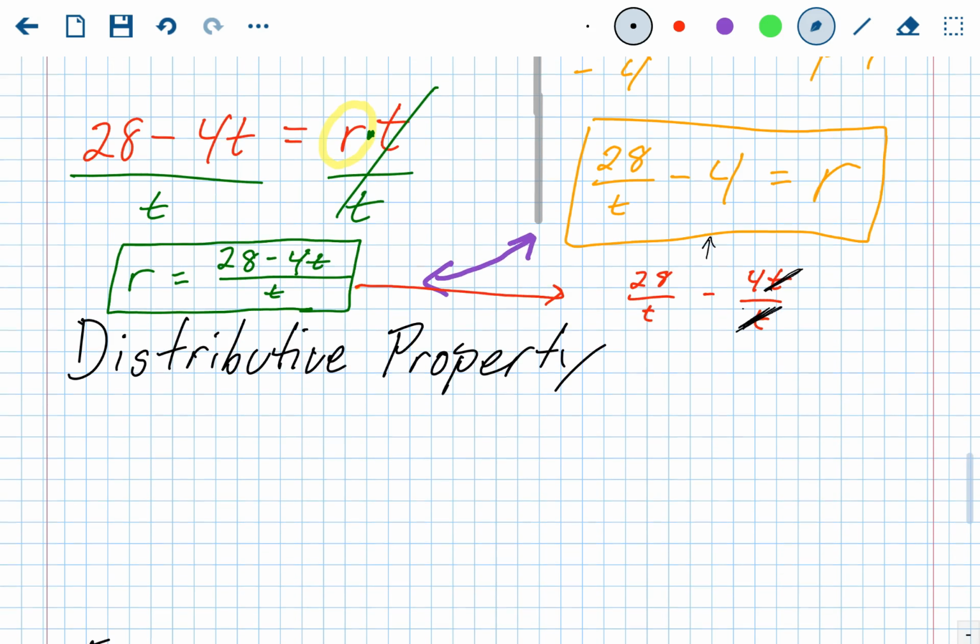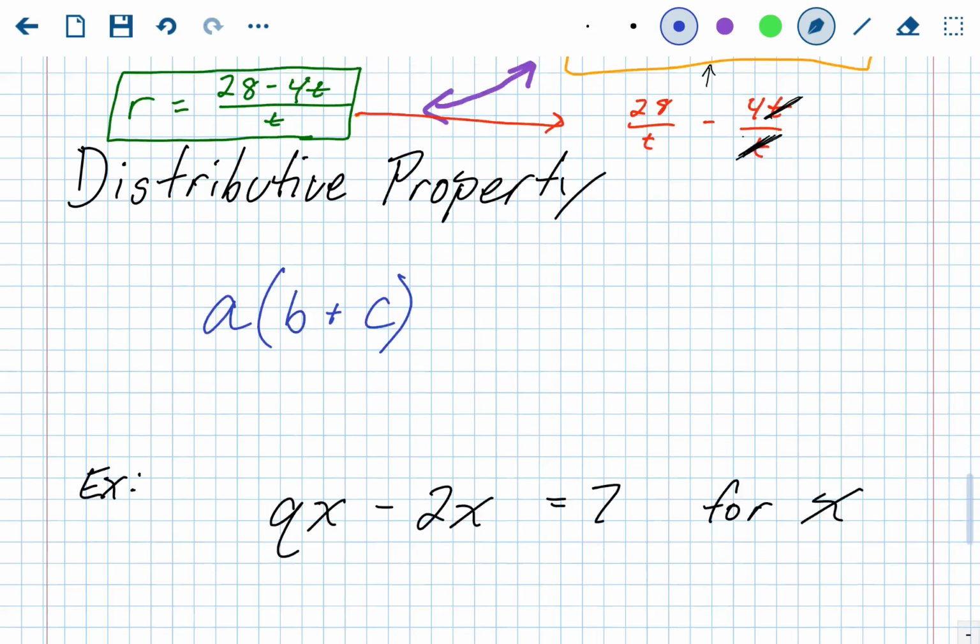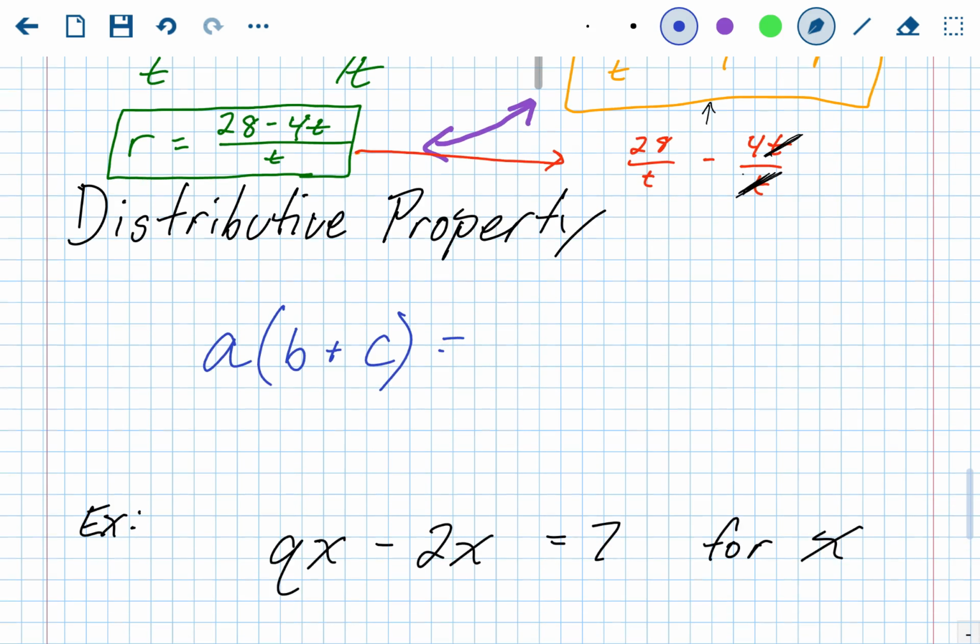Remember what the distributive property states. It states that if you have A times (B plus C), you could rewrite that by distributing the A to everything in the parentheses. So you could rewrite that as AB, A times B, plus A times C. We usually go forward in distributive property, from this form to that form.